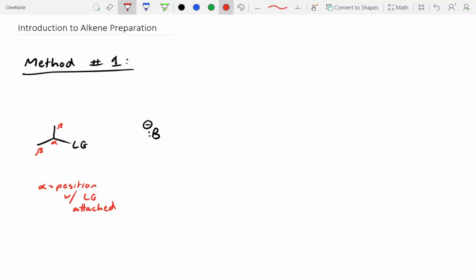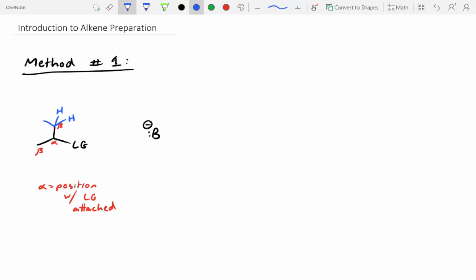What would we call it if it were one further away? Alpha, beta, what goes after beta? Gamma. We'll talk about gamma protons later on in the year. But in this chapter, we're primarily concerned with beta positions. Beta positions are where the action happens. Specifically, we need to identify protons on the beta position.